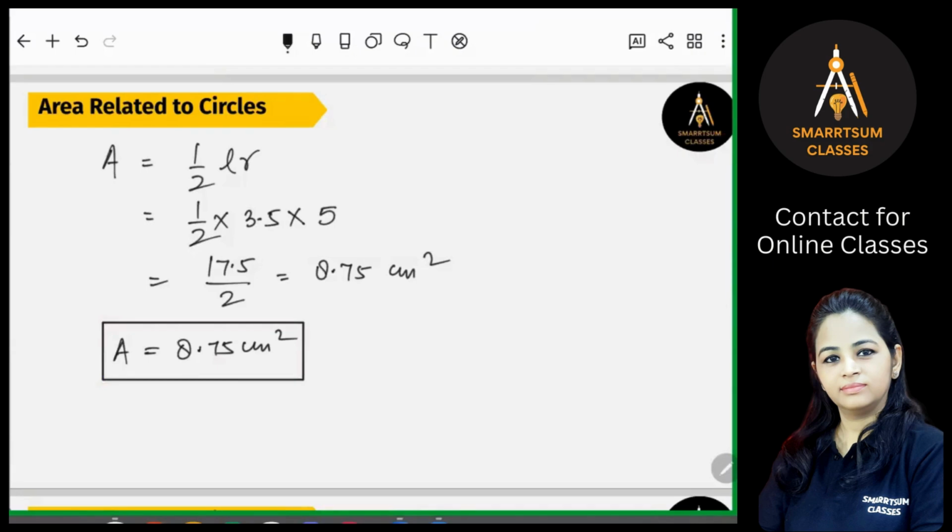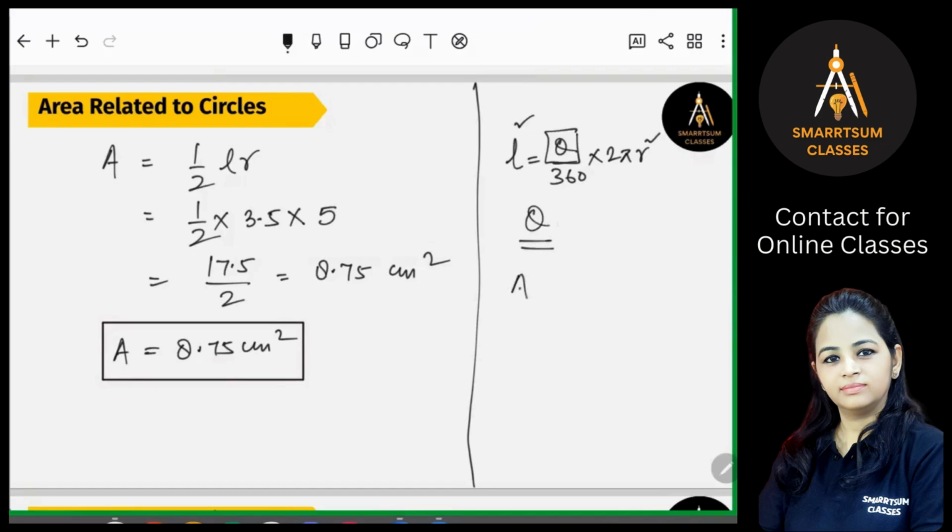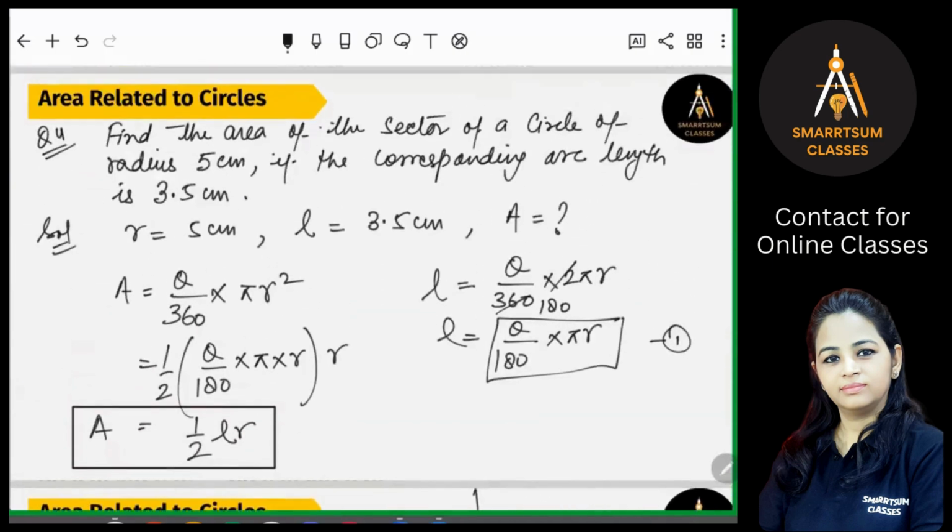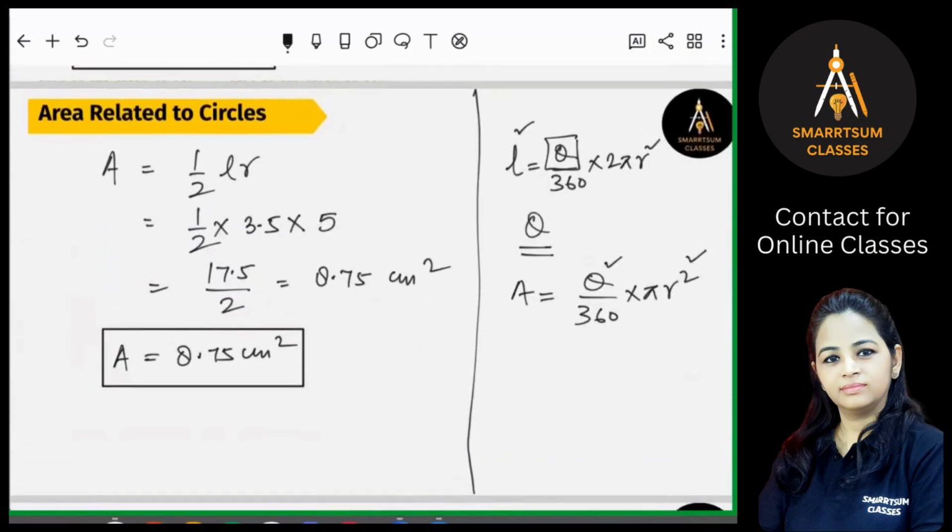And what was the other method? The other method is that we will first find the value of theta, right? Because it is given that L is equal to theta upon 360 into 2 pi r, right? R is given, L is given. So we will first find the value of theta, right? Once we get the value of theta, then we can find the area, which is theta upon 360 into pi r square, right? R is already given, theta we have already found, and now we can find the value of A, right? Or we can directly use this formula. So I hope now you have got it, how to do this. Is that clear?